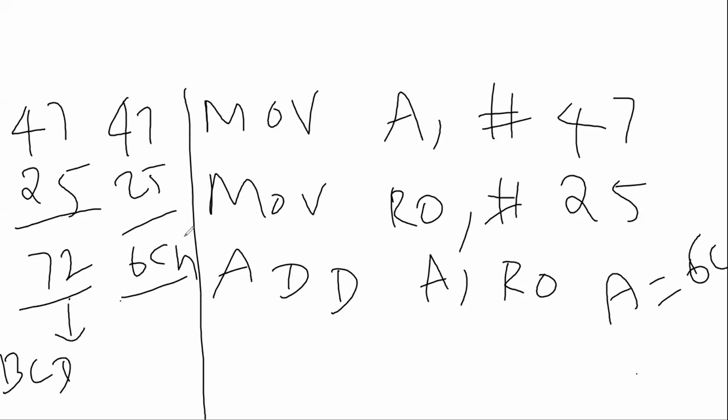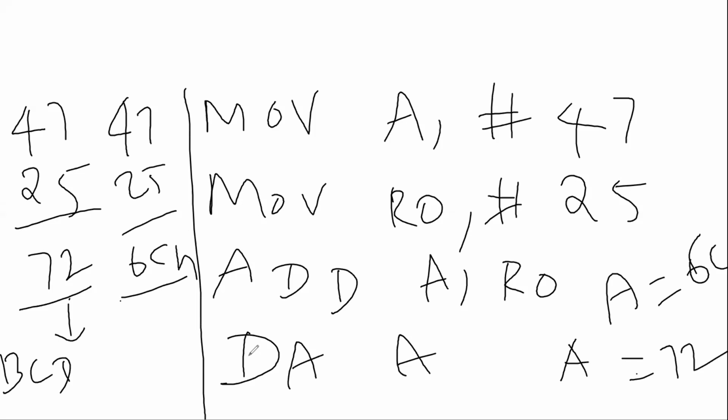6C. But actually, what does it have to do? 72 only it has to give. So what do I have to do to get 72? Which instruction is used? DA, decimal adjust accumulator. So after this, what is my accumulator value? 72. Are you clear? So this is DA, decimal adjust accumulator.